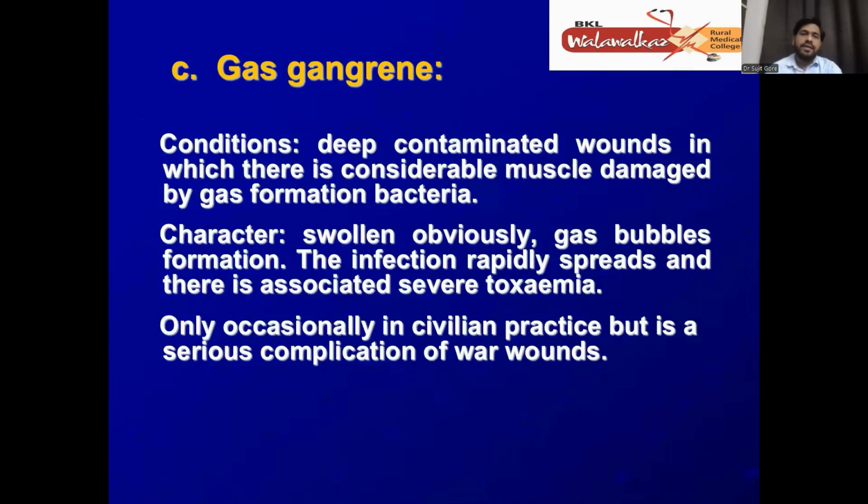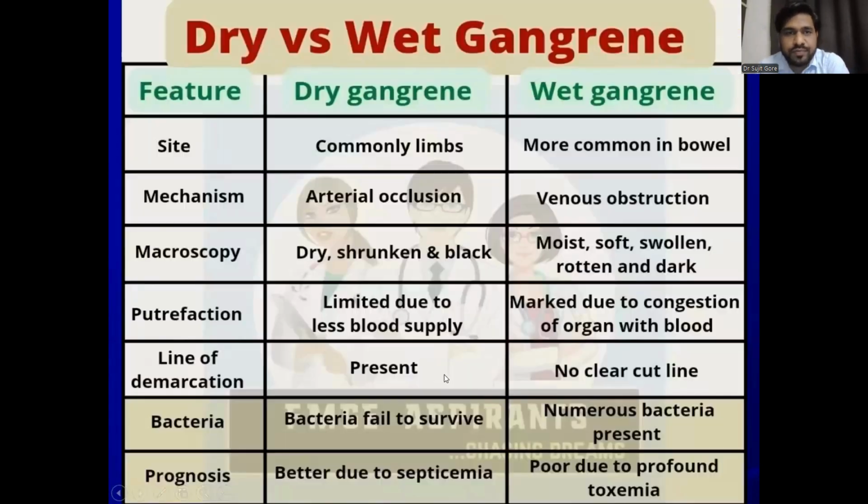Now the third type of gangrene is gas gangrene. It is because of deep contaminated wounds in which there is considerable muscle damage by gas-forming bacteria. There are certain gas-forming bacteria which cause the contamination, and characteristically there is swelling and obvious gas bubble formation. The infection rapidly spreads and there is associated severe toxemia. It occurs only occasionally in civilian practice, but is a serious complication in war wounds.